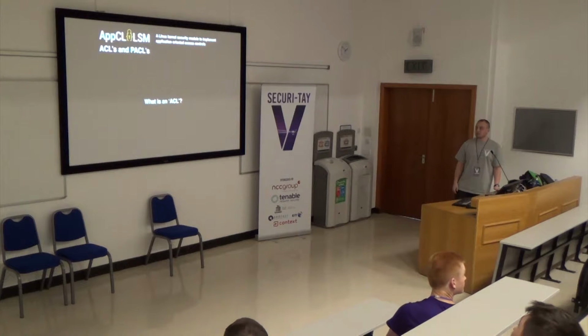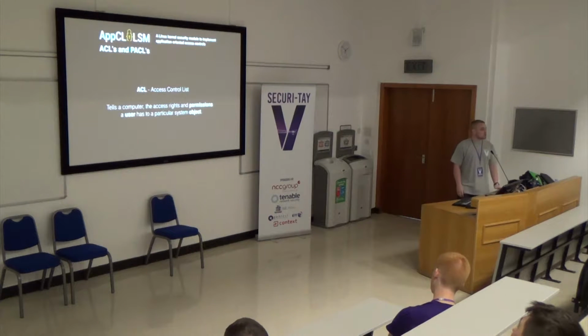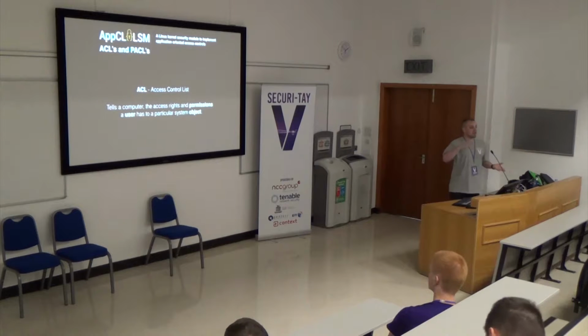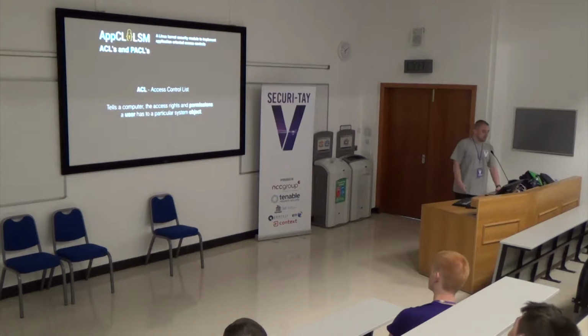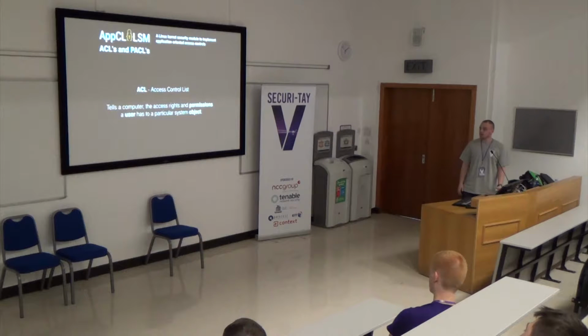So we'll start, what is an ACL? Well, an ACL is an access control list. Again, like I said, we're talking about specifically here Linux permissions and Linux access controls. So an access control list tells a computer the access rights and permissions that a user has to a particular system object. We'll just break that down a bit.